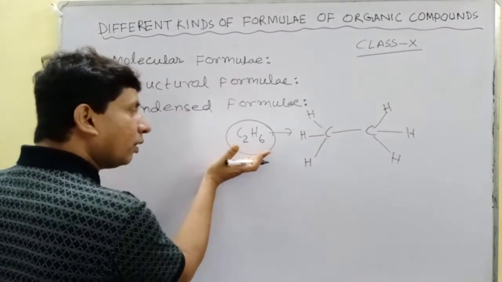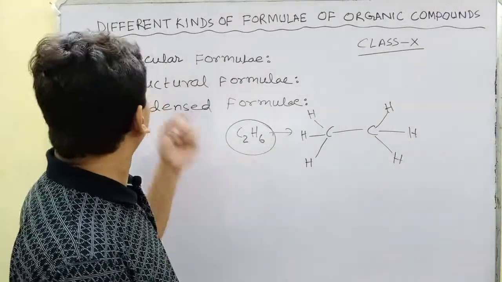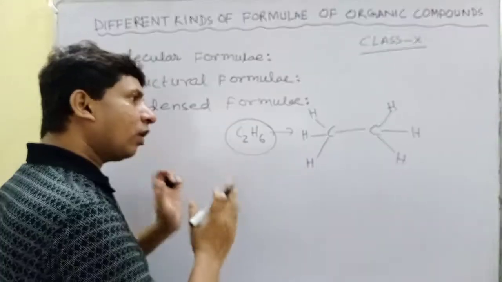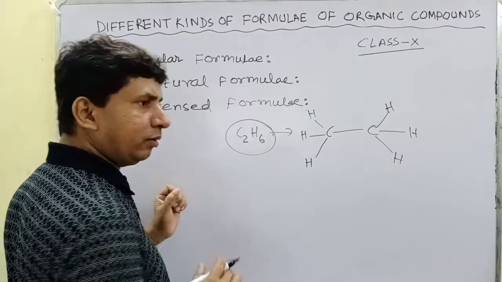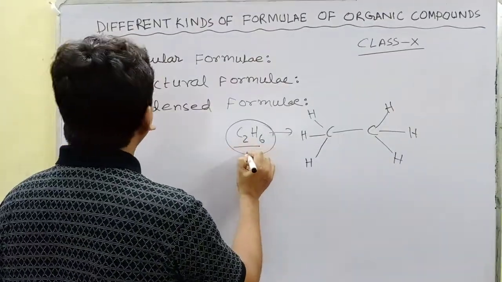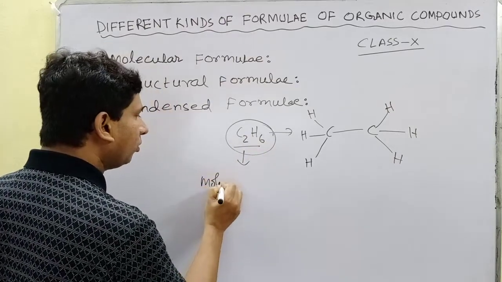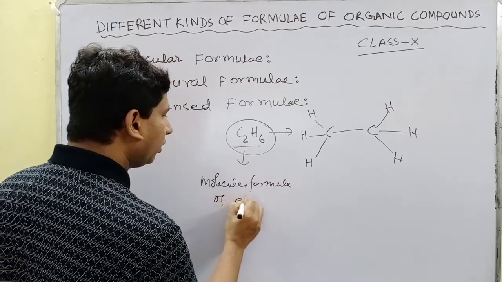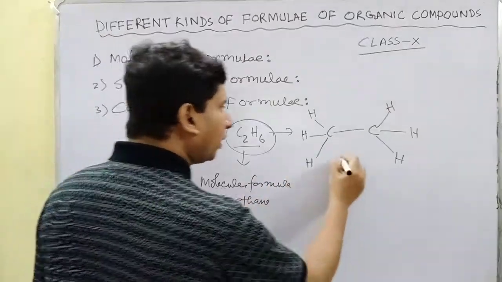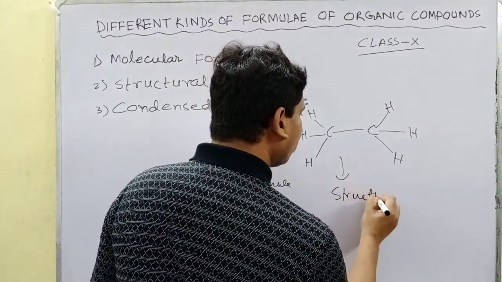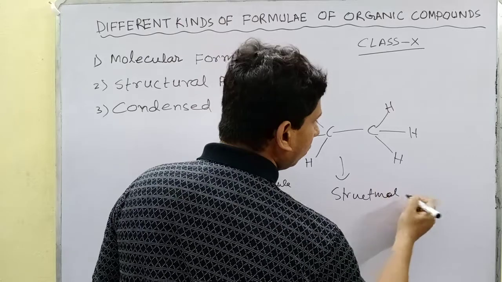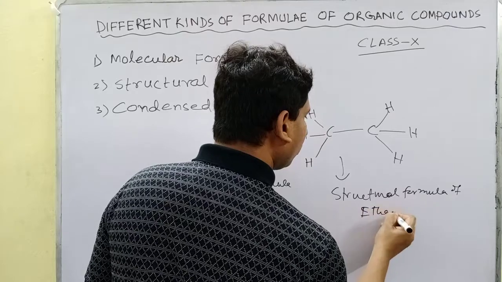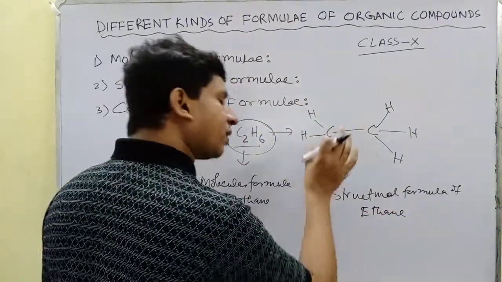So this is the structural formula. And this is the molecular formula, where the formula contains the total number of atoms of each element. This is the molecular formula of ethane, and this is the structural formula of ethane. Clear? Because this is the structure of ethane.